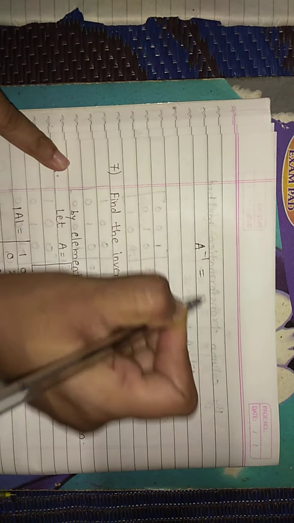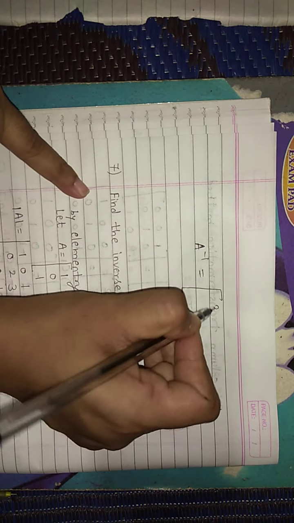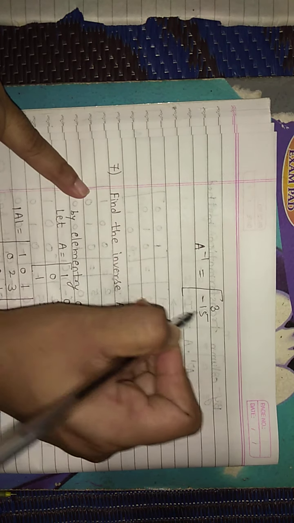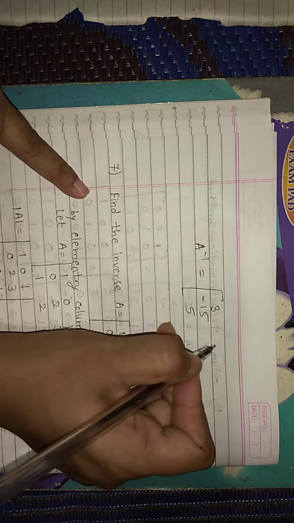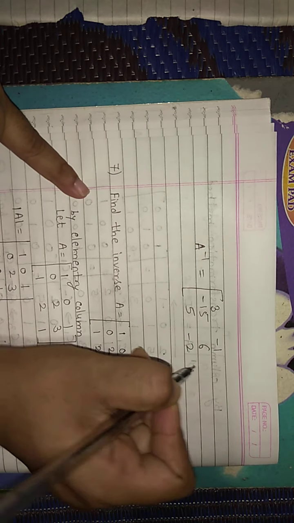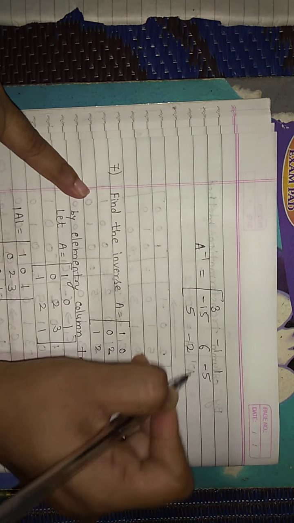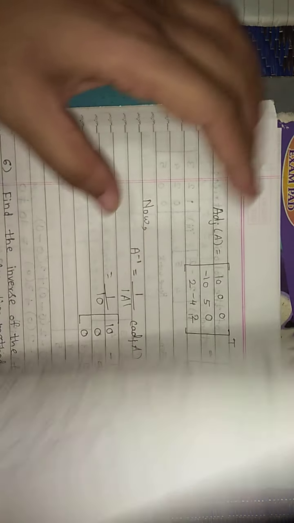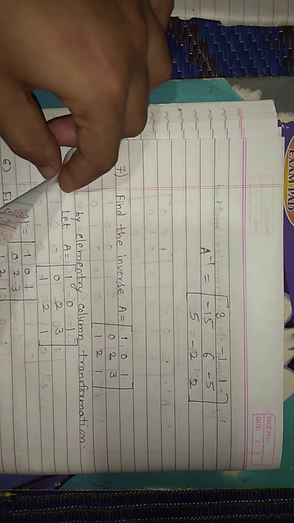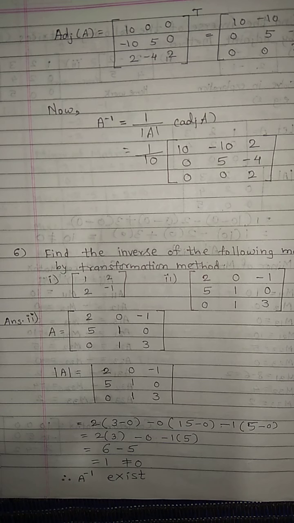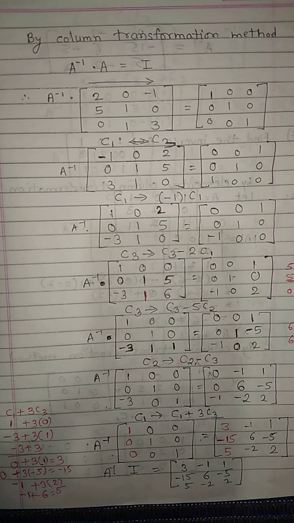A inverse is equal to the determinant of 3 minus 15 5 minus 1 6 minus 2 1 minus 5 2. Take a screenshot of this page. Now the next step, screenshot of this page.